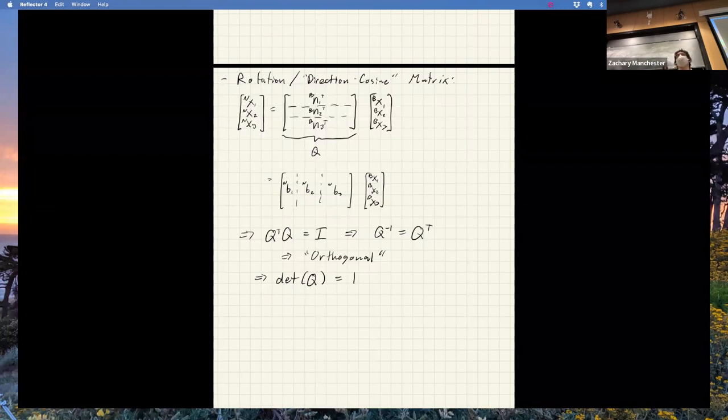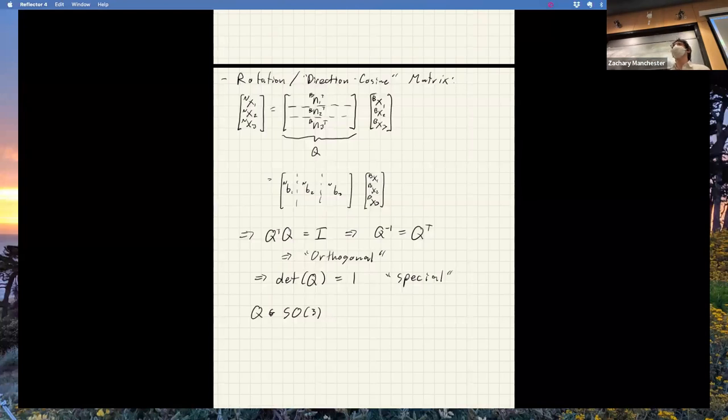If you have a pure rotation, it's determinant positive one. So the fact that it has determinant plus one is called special, in matrix slash group theory lingo. So you put these together and the rotation matrices form a group that is called the special orthogonal group. In 3D, it's the SO3 group, for special orthogonal group in three dimensions.